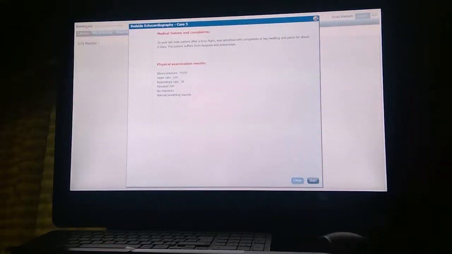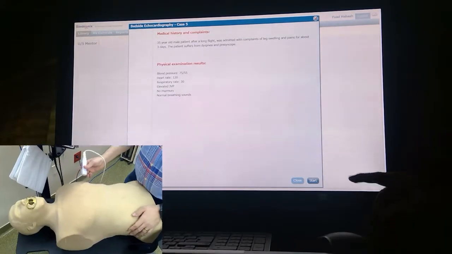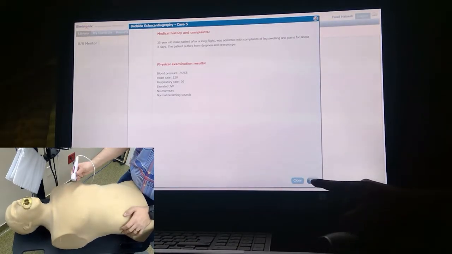We have a 35-year-old patient coming in after a long flight. He's complaining of leg swelling and pains for about 3 days, and he's also having shortness of breath and pre-syncope. His blood pressure is low, he's tachycardic, respiratory rate at 30, and he has an elevated JVP.